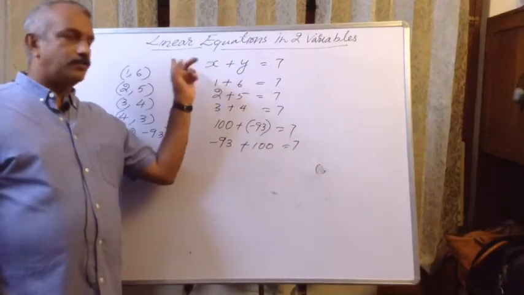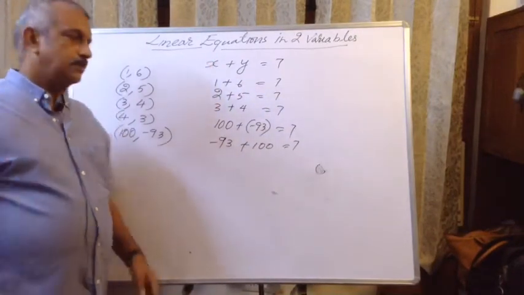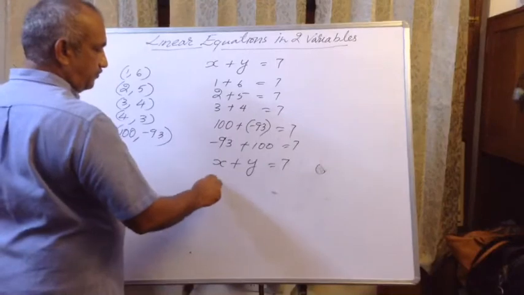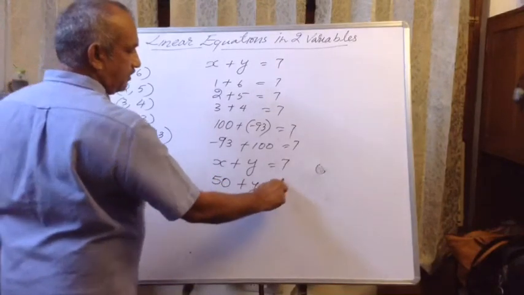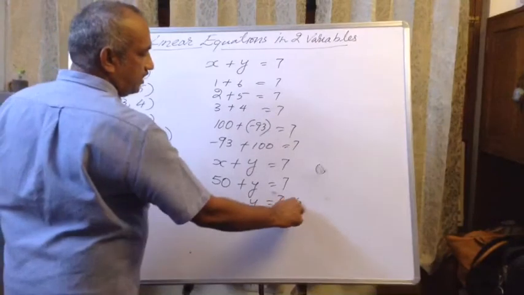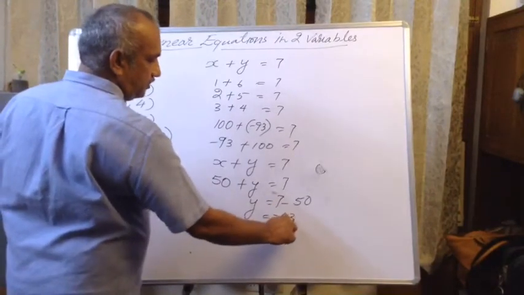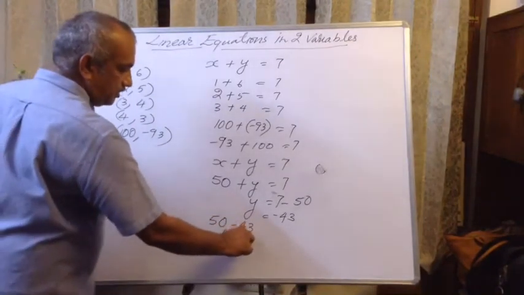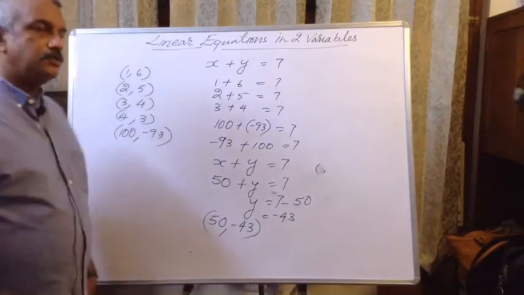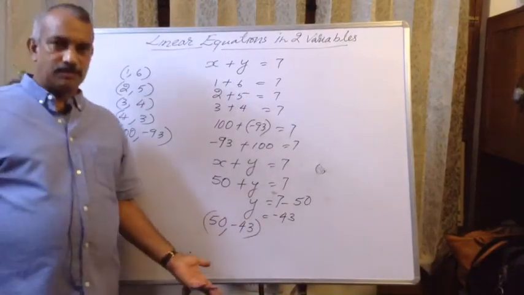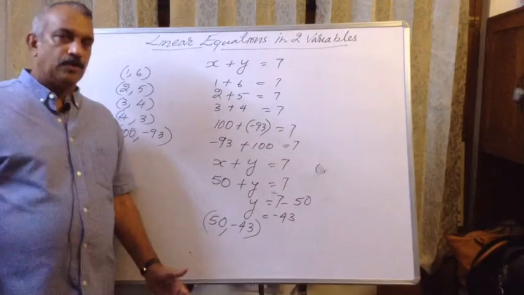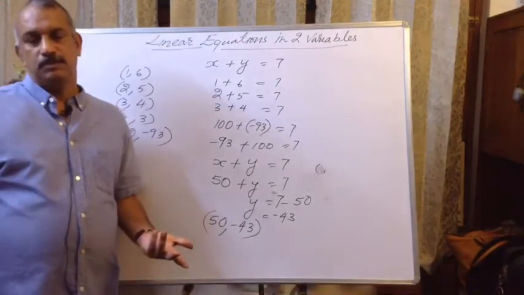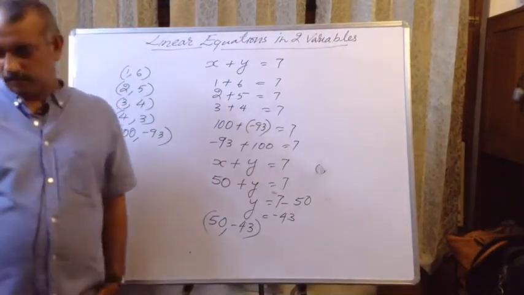You put any value for x. Suppose you are putting x is equal to 50. See, in the equation x plus y is equal to 7, I am putting x is equal to 50, so 50 plus y is equal to 7. y is equal to 7 minus 50, that is minus 43. So what are the values? x is 50 and y is minus 43. This is a solution of the equation. So like this, you put any value in the place of x, you will get a value for y. Or if you put any value for y, you will get a value for x and you will get a solution. So infinite solutions we can find out.